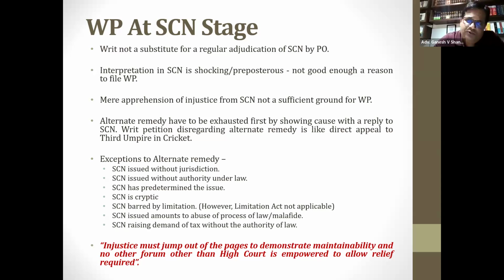You cannot go to the High Court and say that I'm apprehending that this SCN is going to get confirmed, or the demand is going to get confirmed. It is not a sufficient ground enough to go to the High Court. So alternate remedy generally comes in the way. It's a kind of a threat, or a kind of a hurdle, for people who are extra zealous to go to the High Court and file writ petitions.